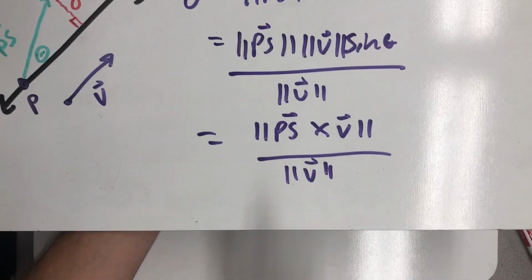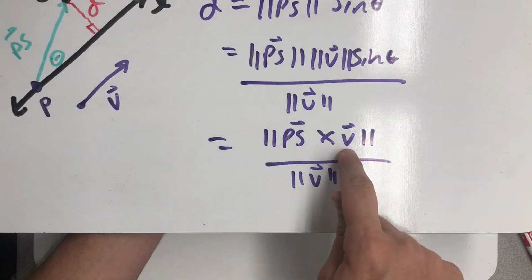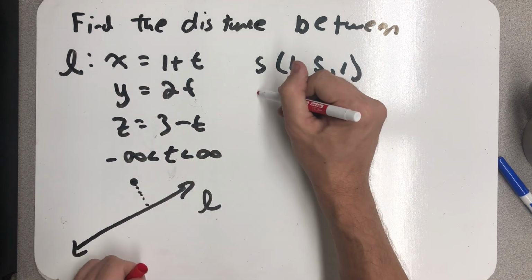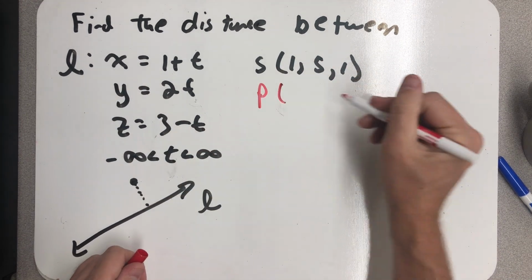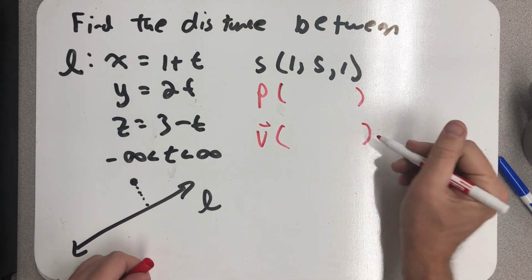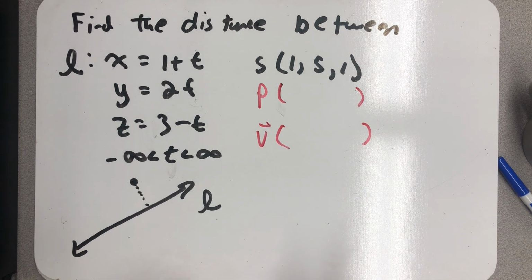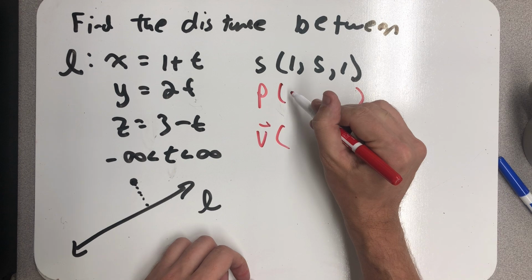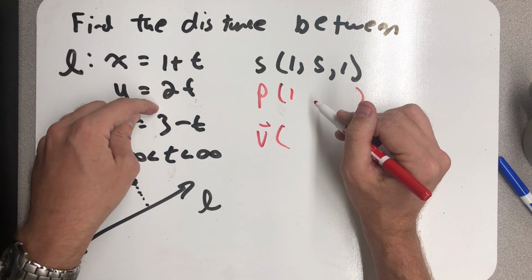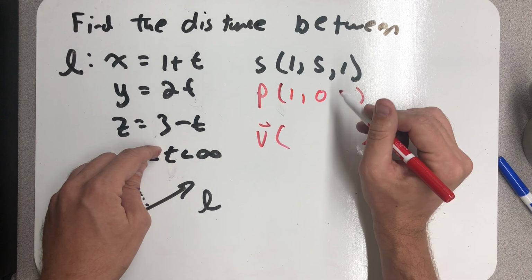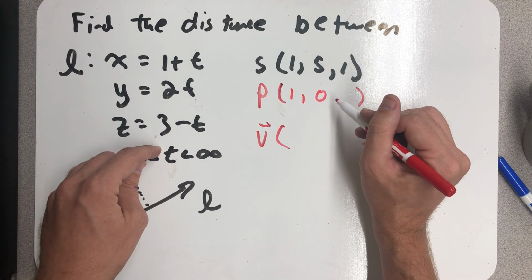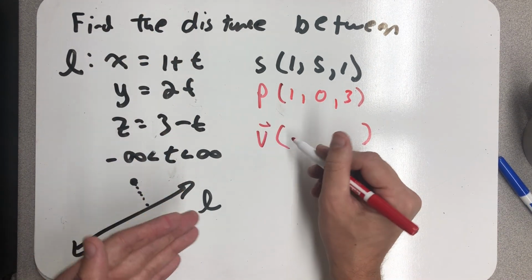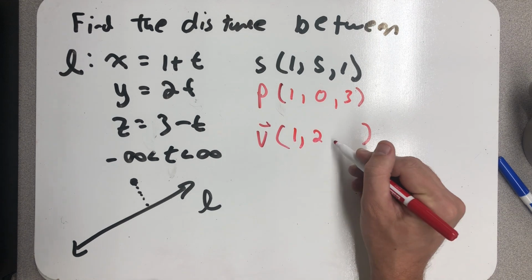Well, I want to use this formula, so I need to know the vector PS and the vector V. Fortunately, the parametric equations of my line let me write down both P and a vector parallel to that line. Because if I think about it, this is x naught, y naught, and z naught. That's a point on the line. That's my point that I'm going to call P. So (1, 0, 3). And then the vector parallel to my line, those are the coefficients in front of the t. So (1, 2, minus 1).